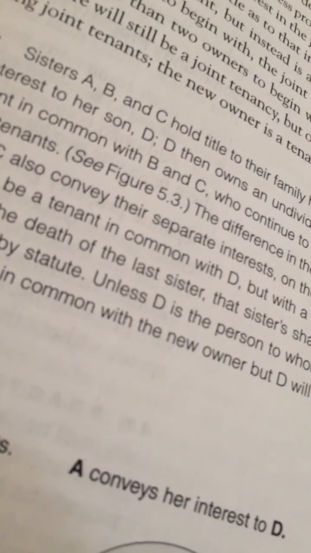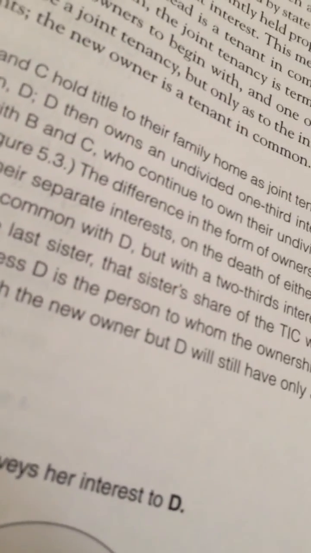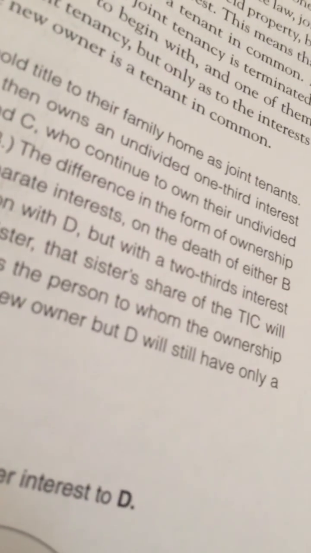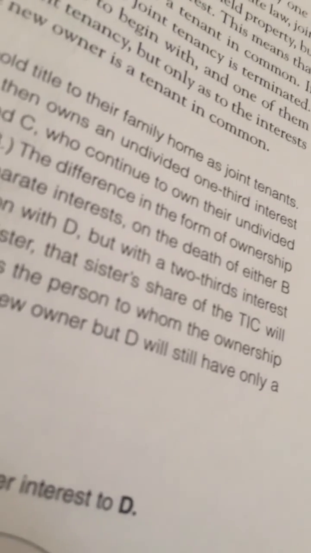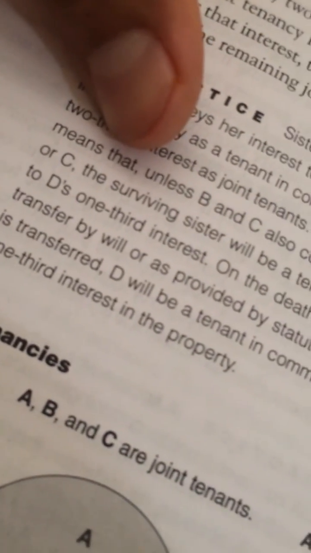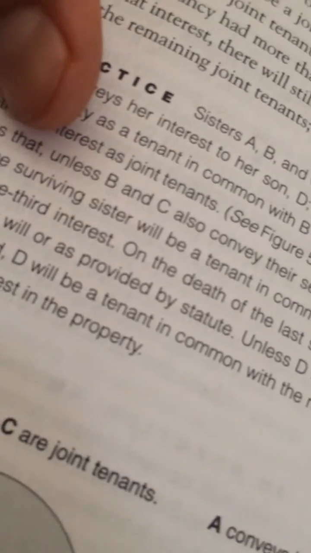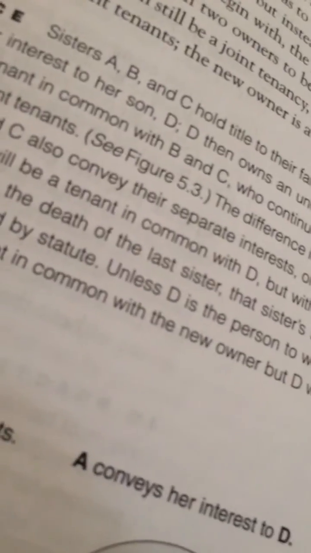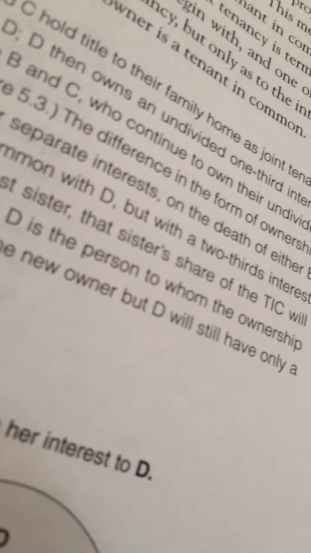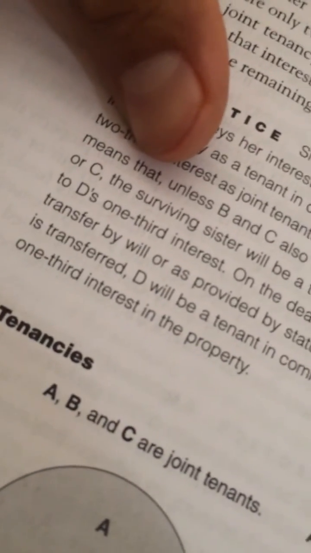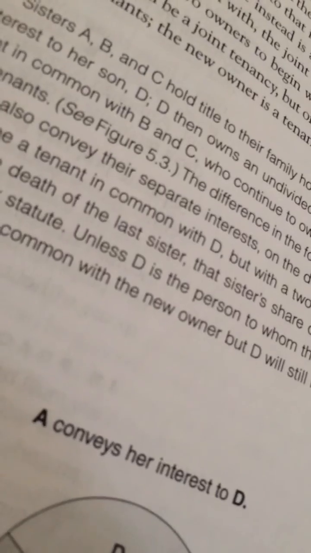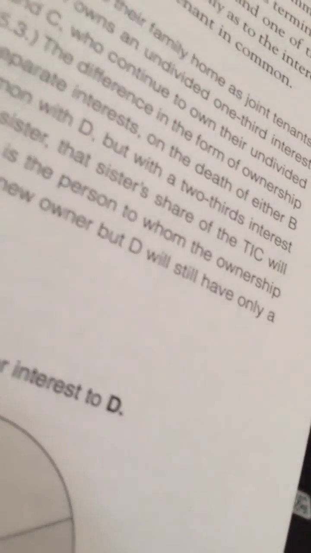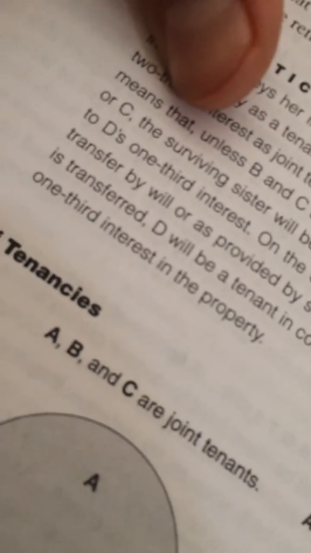On the death of the last sister, the sister's share of the TIC, or tenancy in common, will transfer by will or as provided by statute. Unless D is the person to whom the ownership is transferred, D will be a tenant in common with the new owner, but D will still have only a 1/3 interest in the property.